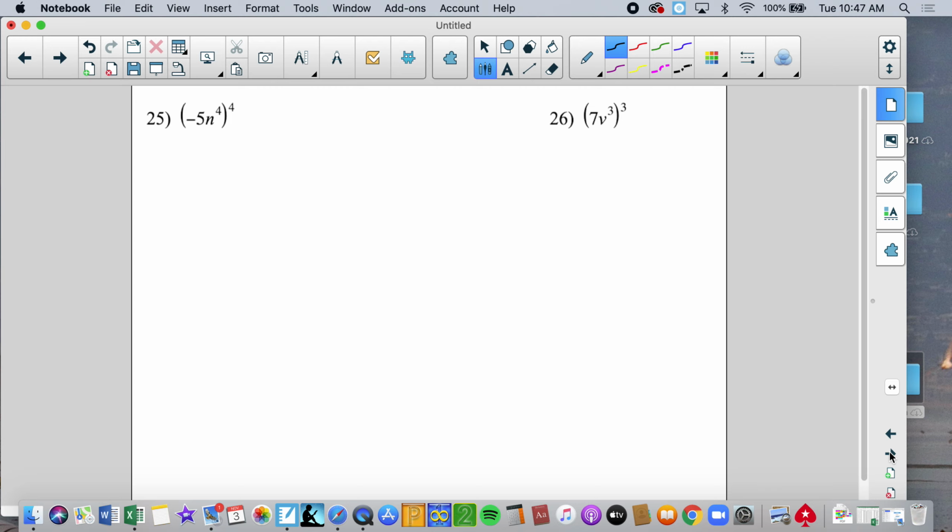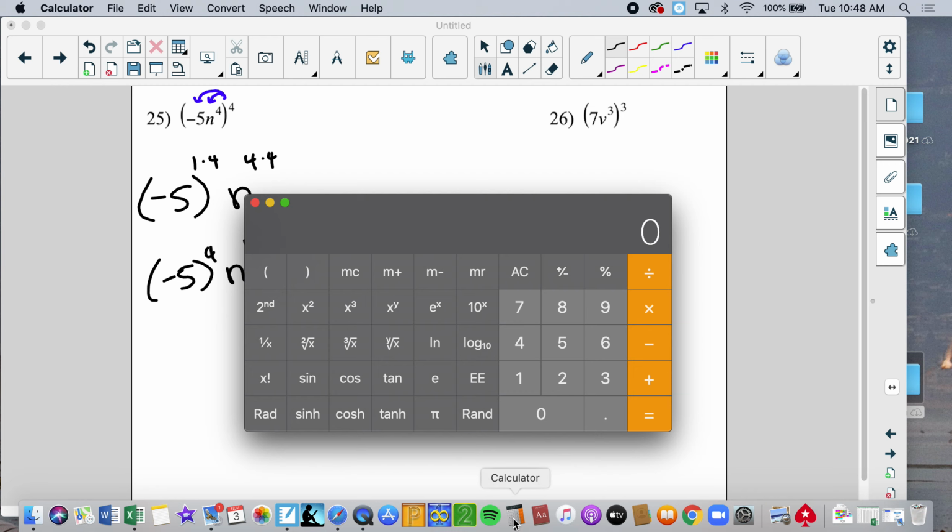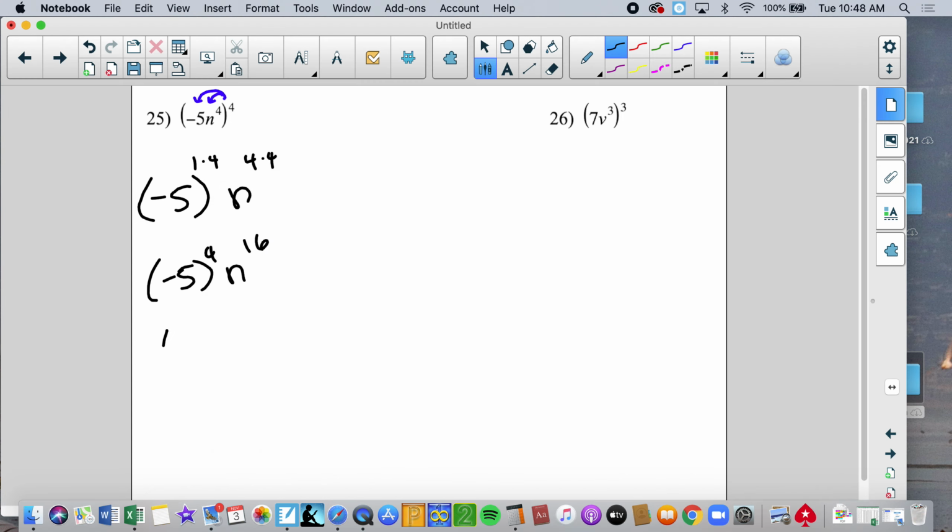Now we have power of powers. This is the only time that we can distribute across multiplication. We're going to distribute that exponent to each of the things inside the parentheses. That's negative 5. We're going to put that in parentheses because we want to attach that. That's 1 times 4 and n to the 4 times 4. So that becomes negative 5 to the 4th, n to the 16th. Negative 5 to the 4th power gives me 625 n to the 16th.